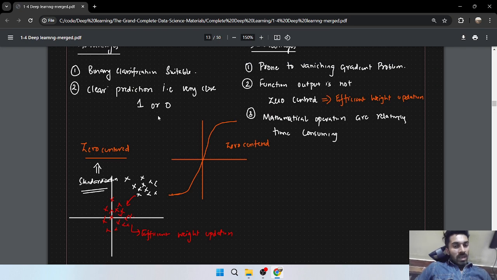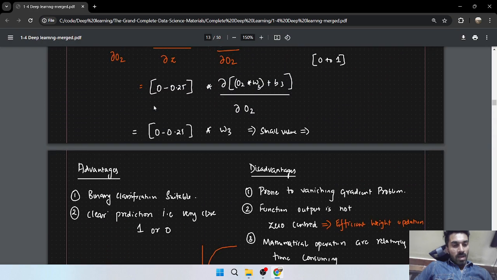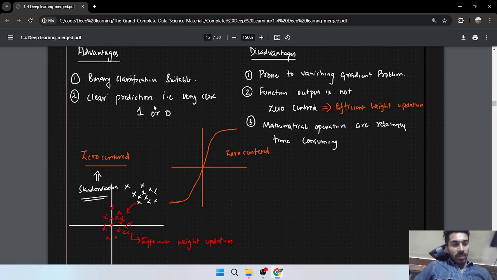Basically, we use this function at the output layer. If you have binary classification, then we apply this activation at the output layer, because we want the output as 0 or 1. If you are doing multi-class classification, then apply the softmax activation function. Basically, the softmax formula is e raised to the power of z_i upon the summation of e raised to the power of z_j, where z is the output of the layer.